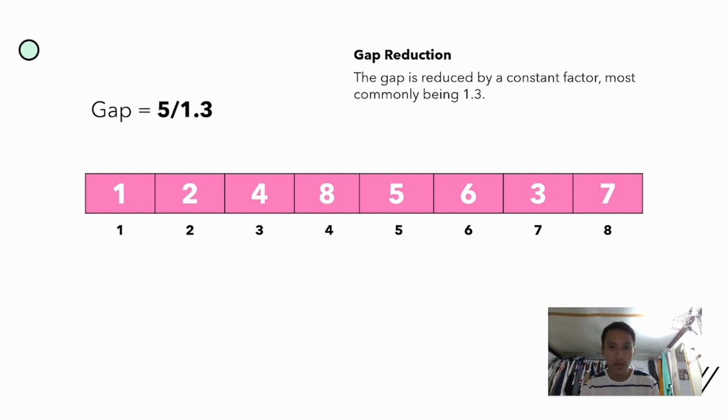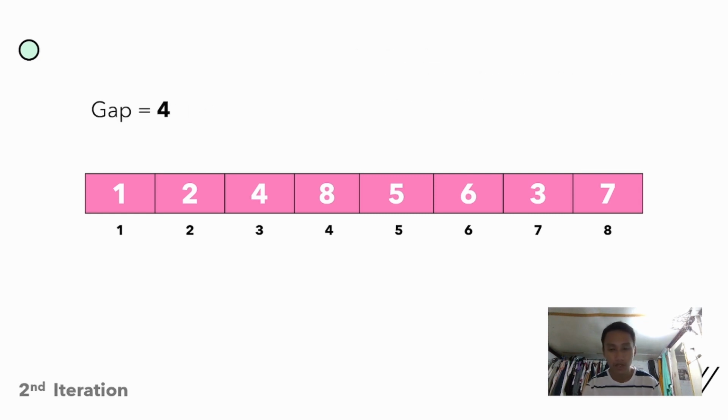Then we move on again to gap reduction. These two steps are just repeated through the iterations until your gap equals 1, which means the array is sorted. We reduce 5 divided by 1.3, then it will now be 4. This is the final array in our second iteration.